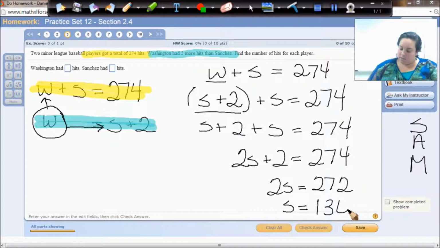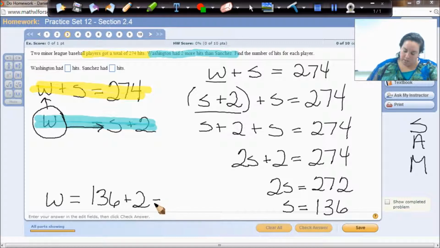So 136. Okay, so this tells us that Sanchez got 136 hits. So if Sanchez had 136 and Washington had 2 more, then Washington must have had 138. So then we can come over and figure out Washington equals Sanchez, which is 136, plus 2. Okay, so that's 138. All right, great. Let's now look at number 6.